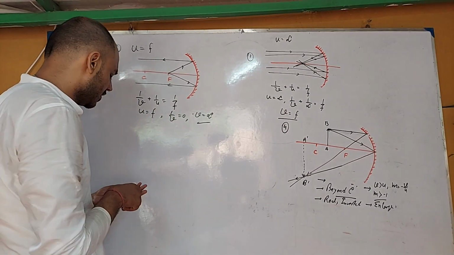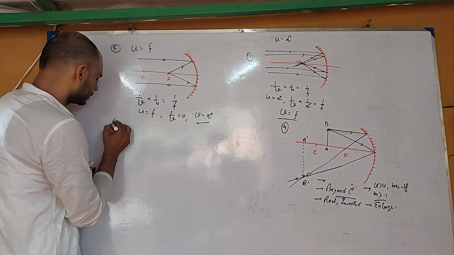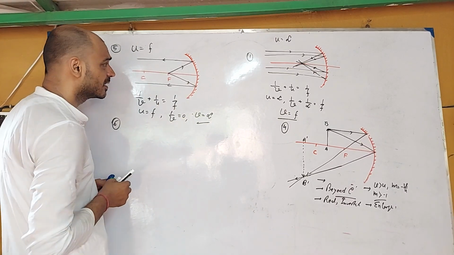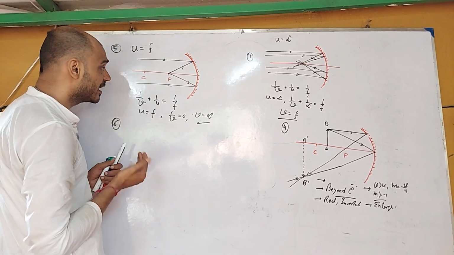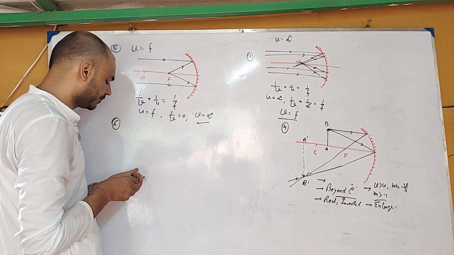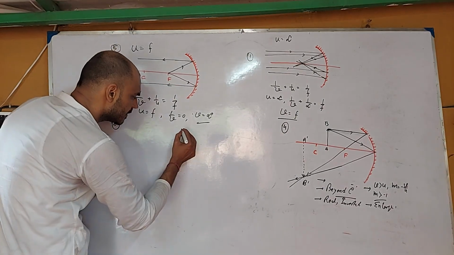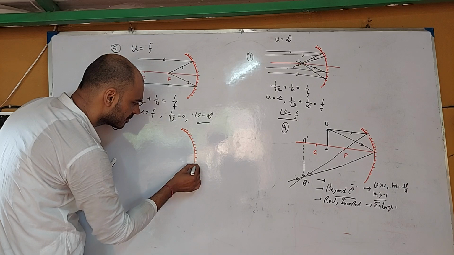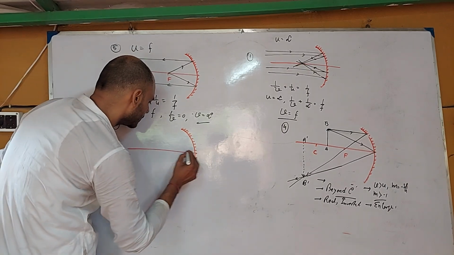Now the sixth condition, that is, the object is going towards the mirror, now in between F and pole. Now the object is placed in between F and pole.